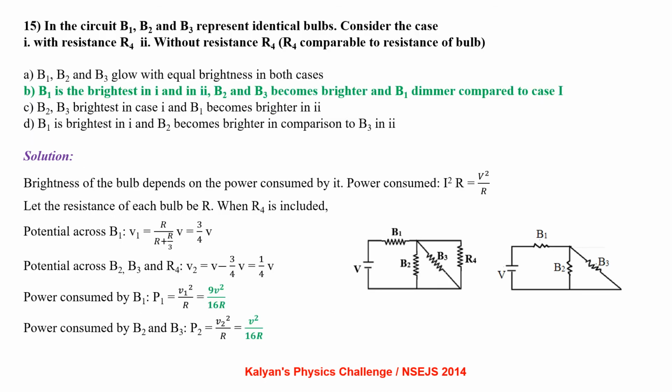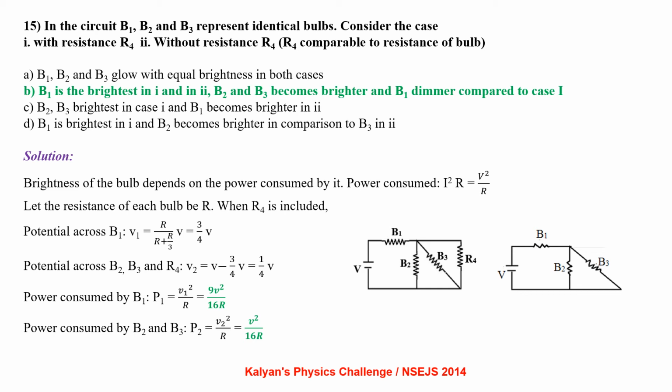In the circuit, B1, B2 and B3 represent identical bulbs. Consider case 1 with resistance R4, and case 2 without resistance R4. R4 is comparable to the resistance of the bulbs. Brightness of the bulb depends on power consumed by it. Power consumed is given by the formula I square R or V square by R. Here we will be using V square by R.